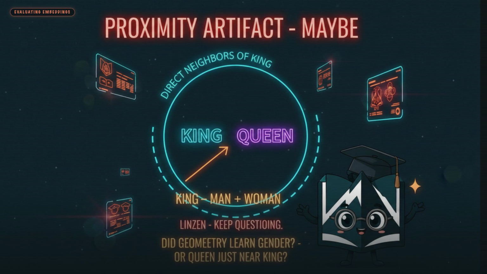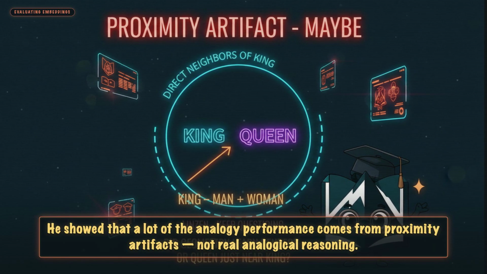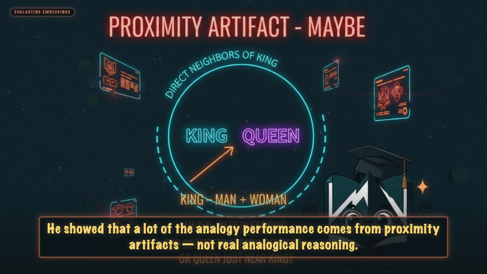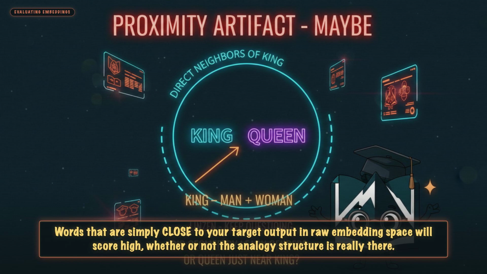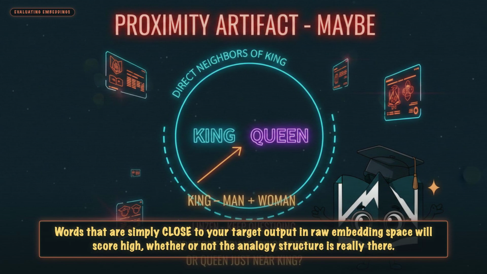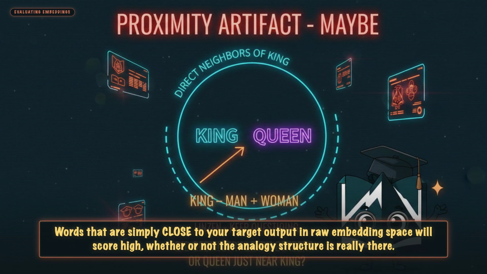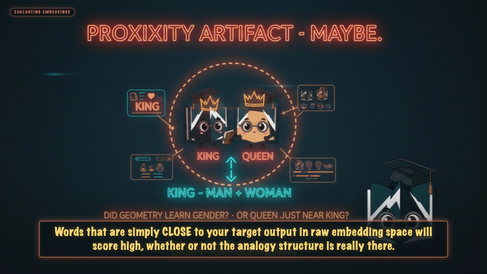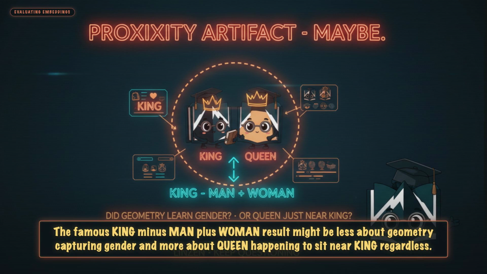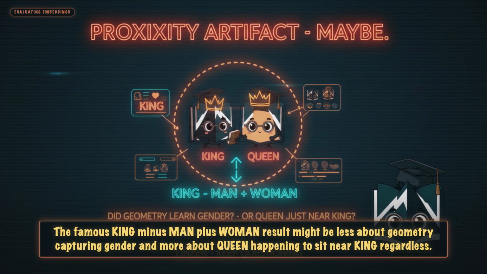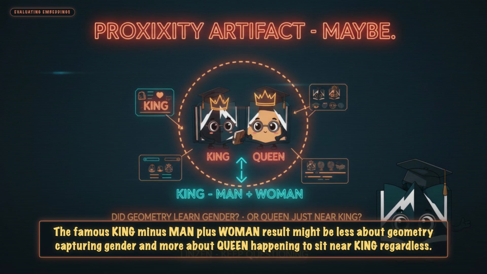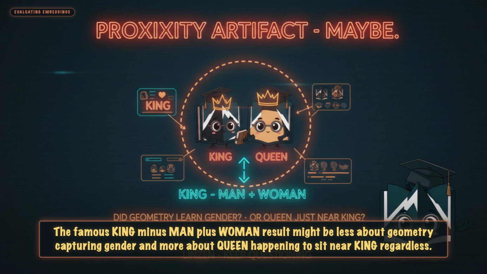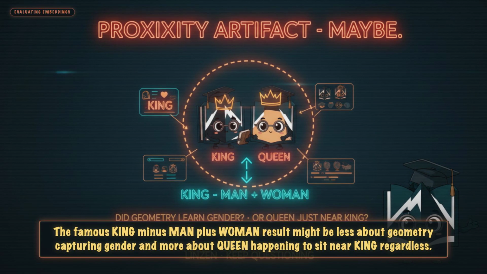Linzen went further. He showed that a lot of the analogy performance comes from proximity artifacts, not real analogical reasoning. Words that are simply close to your target output in raw embedding space will score high, whether or not the analogy structure is really there. The famous king minus man plus woman result might be less about geometry capturing gender and more about queen happening to sit near king, regardless.